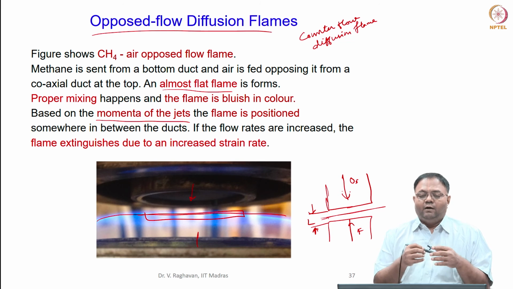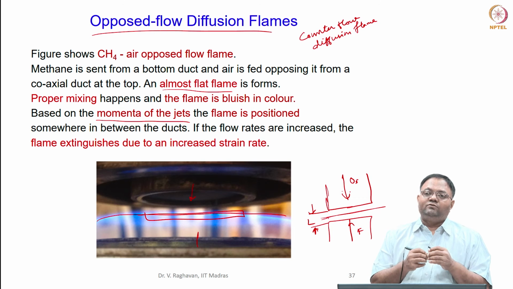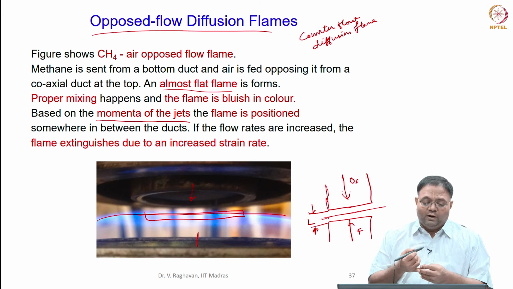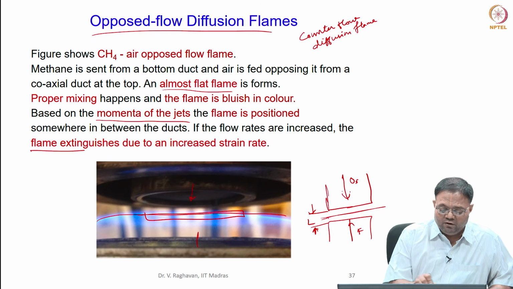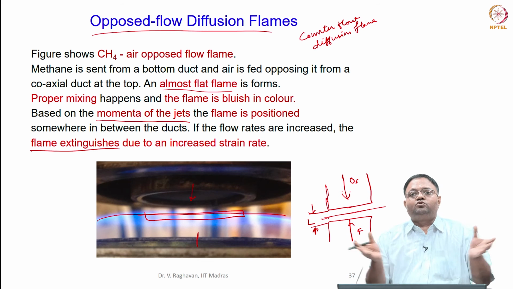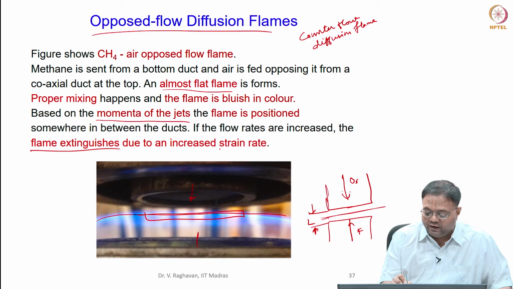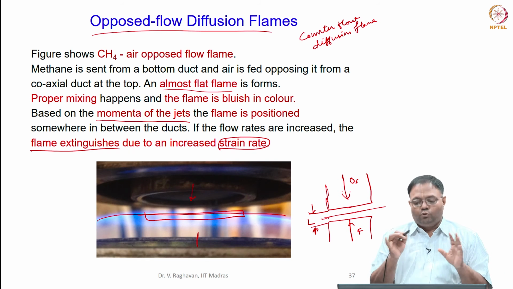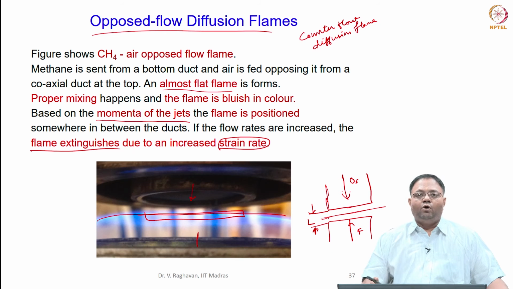So, by controlling the flow rates, we can position the flame anywhere. But if we increase the flow rates too much, the flame will not sustain; it will put off, it will extinguish, because the flame is stretched too much. That is called strain rate. If the strain rate is increased beyond a limit, the flame will put off from the center and it will just blow off, that is it.